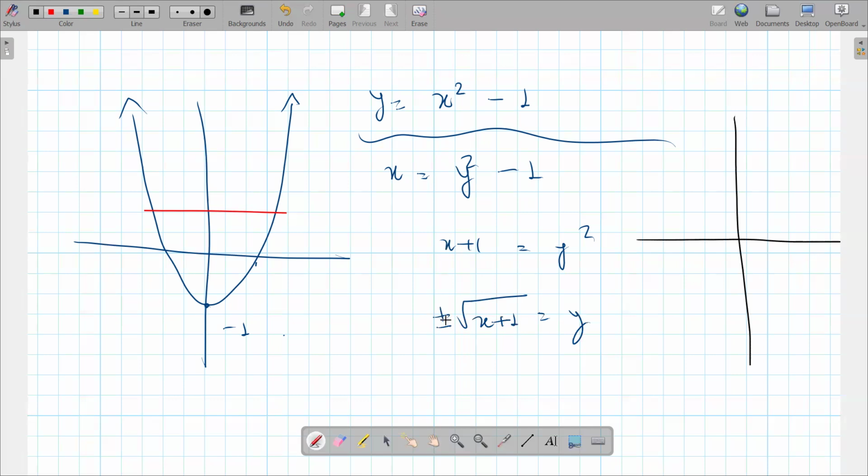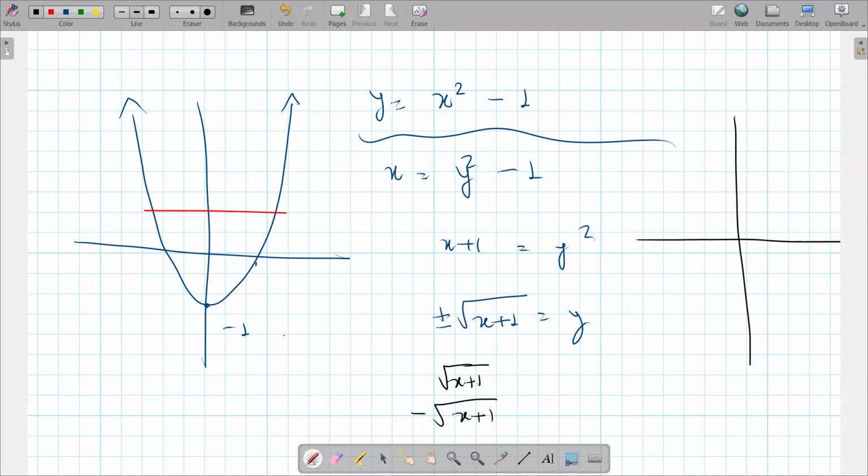Now, let's graph this function. So you'll see that this is actually made up of root x plus 1 and negative root x plus 1. It's made up of two different functions. Root x plus 1, is it shifted 1 unit to the left or 1 unit to the right? The plus 1 there. To the left. So your parent function would look like this. The one shifted 1 unit to the left looks like this. So that's root x plus 1.